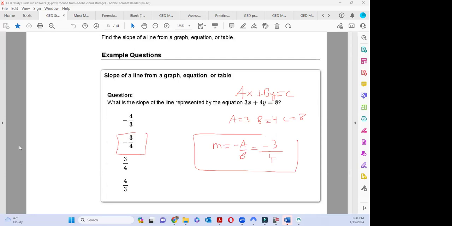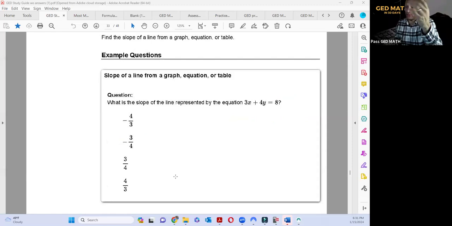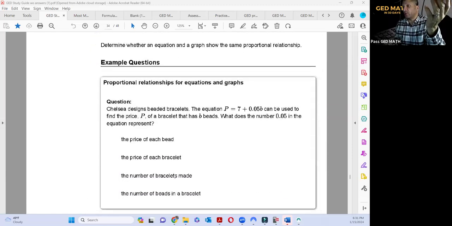Okay, so you have to be prepared to find a slope in standard form and slope-intercept form. Another guaranteed question on the exam, either form. Okay, another linear equation. What they say is determine whether an equation and a graph show the same proportional relationship. Proportional relationships for equations and graphs.